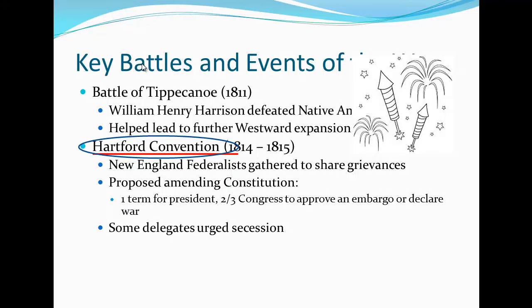And some of these delegates even urged secession, and this was a huge disaster for the Federalist Party. This is the death blow or the death knell to the Federalist Party. You need to know that.